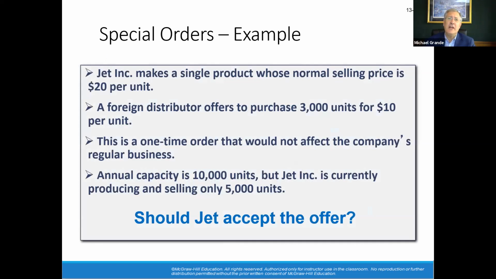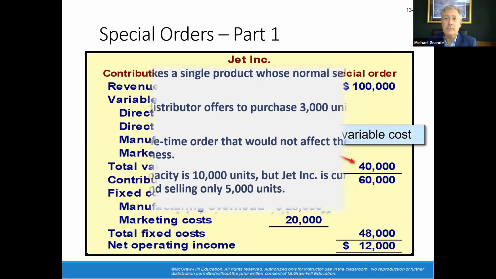So here's an example. Jet Inc. makes a single product whose normal selling price is $20 per unit. A foreign distributor offers to purchase 3,000 units for $10 per unit, or half the price. This is a one-time order that would not affect the company's regular business. Annual capacity is 10,000 units, but Jet Inc. is currently producing and selling only 5,000 units. So they clearly have the capacity to do it.